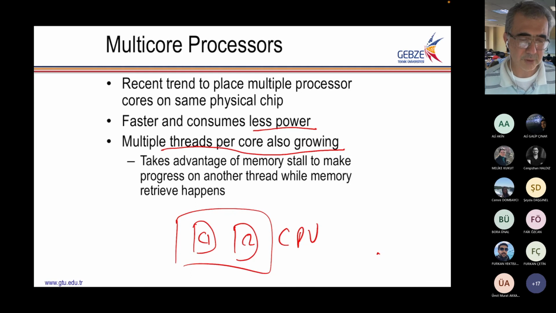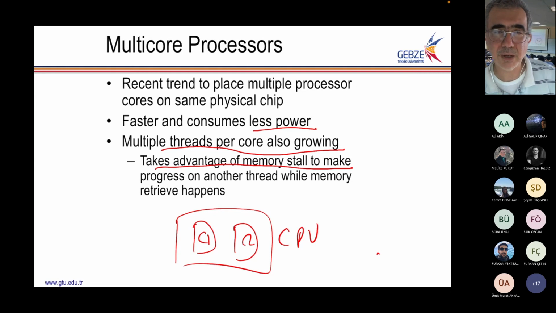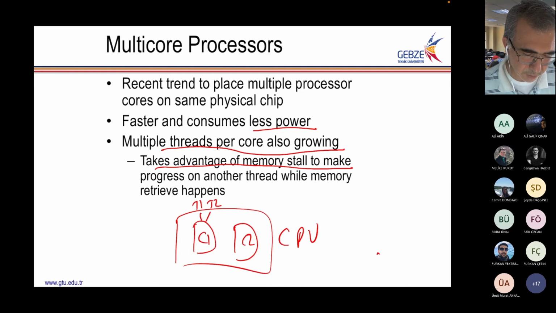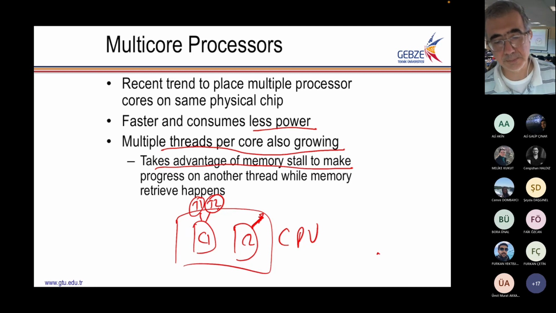Multiple threads per core is also implemented in many places. They take advantage of memory conflict so that if one process is waiting for memory, another one can execute. So if one core is executing two threads, thread 1 and thread 2, and thread 2 is waiting for a certain part of the memory, thread 1 can continue. Why is thread 2 waiting for the memory? Because that area can be used by the other core at a particular time.